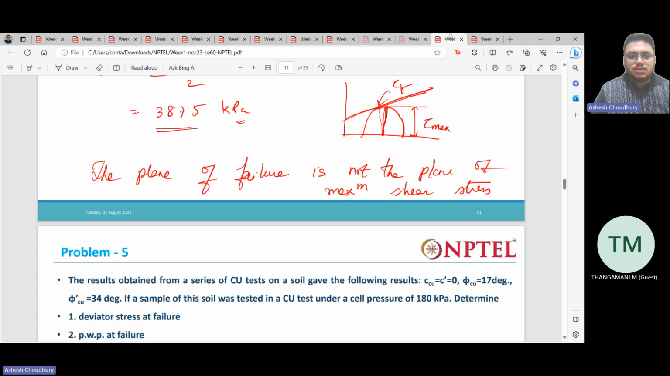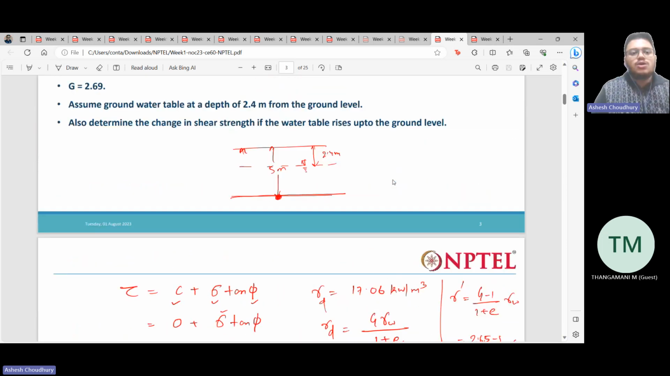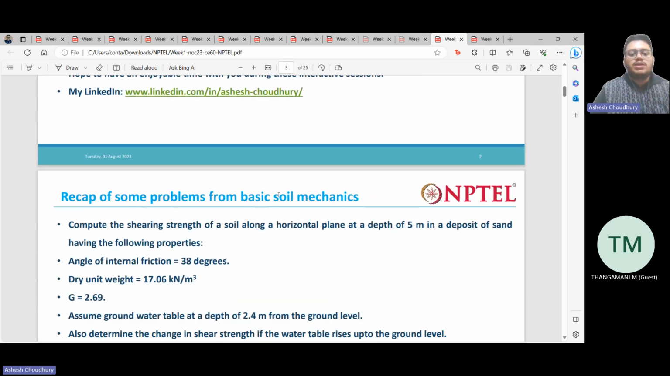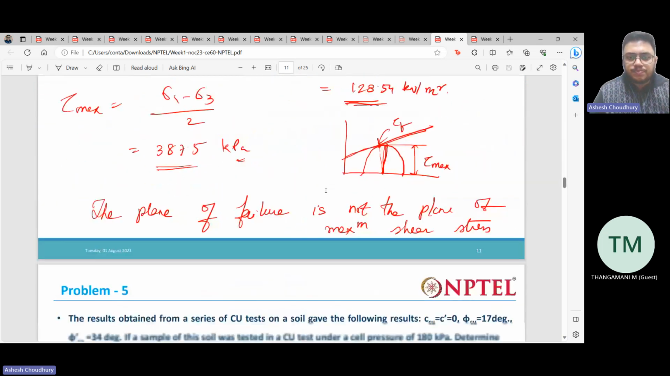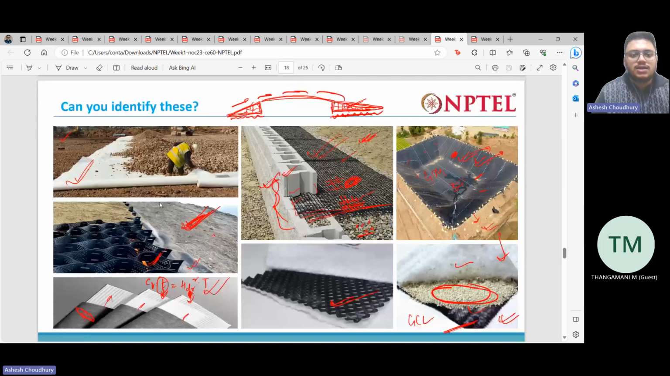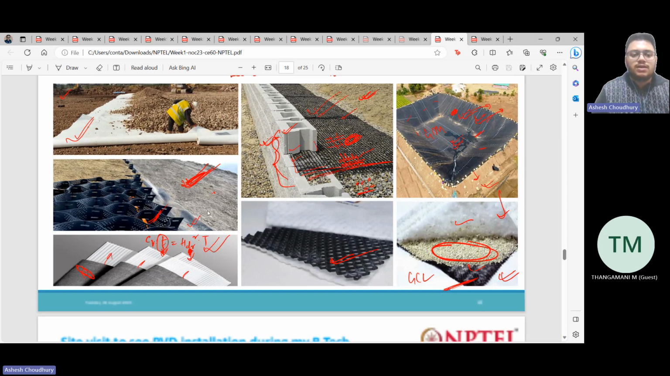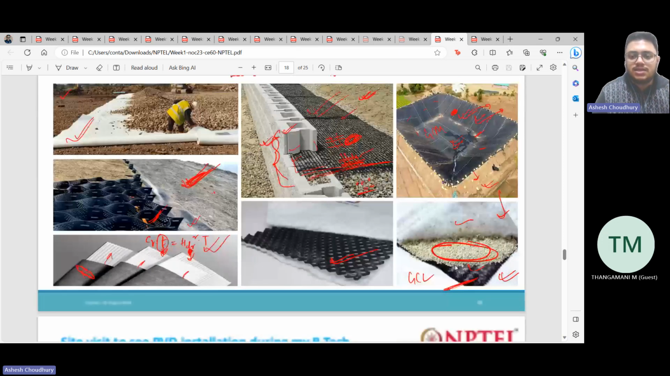So let us start. In the first week, what we had done is that we just introduced the topic of geosynthetics. Before that, we solved some basic problems from basic soil mechanics, and after that introduced geosynthetics. So what are geosynthetics basically? I had given some pictures and asked you to identify what these are. The first one was geotextile. This one is geogrid. The third one is geomembrane that we discussed yesterday. Then this one is GCL, geosynthetic clay liners, that we also discussed yesterday.